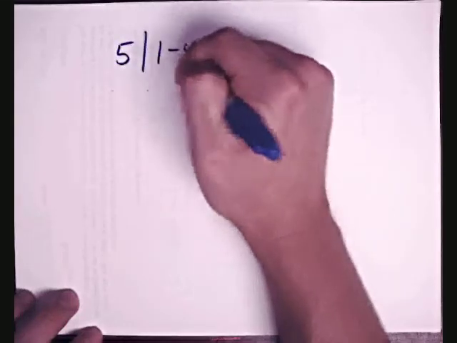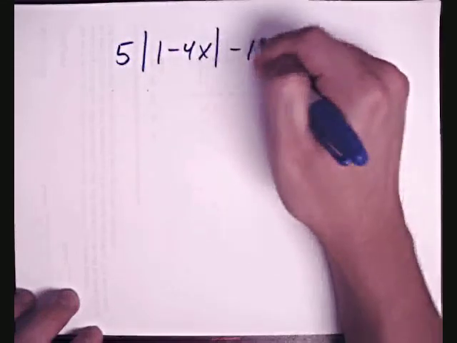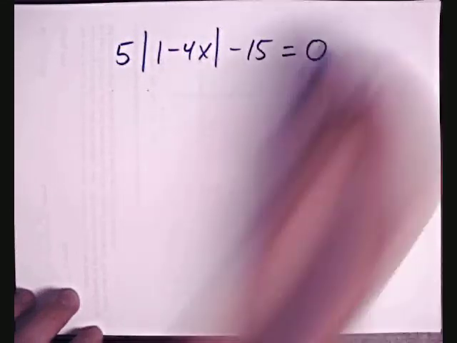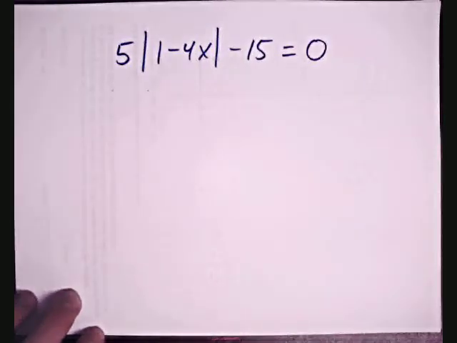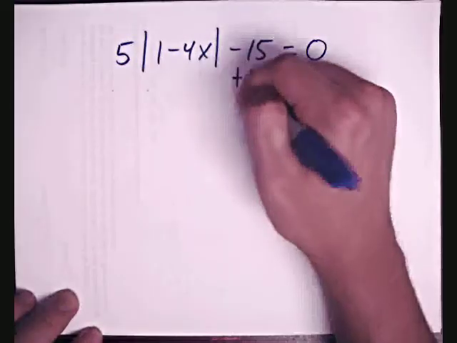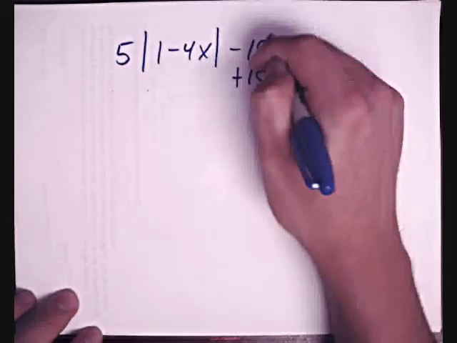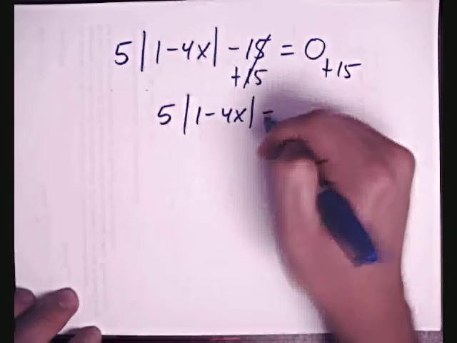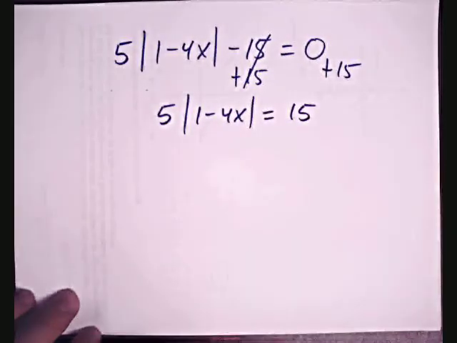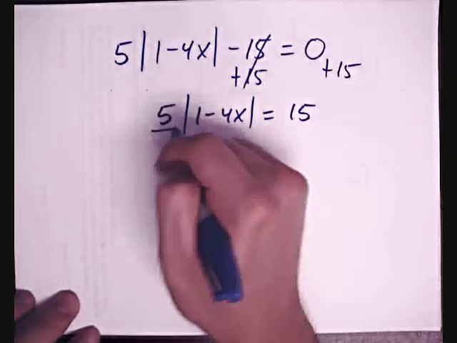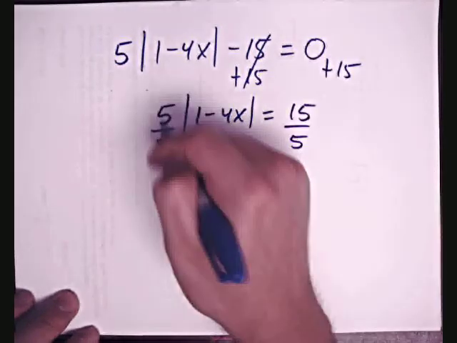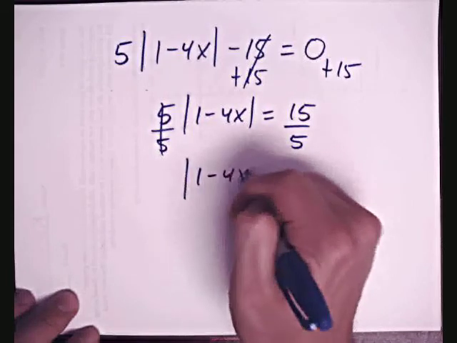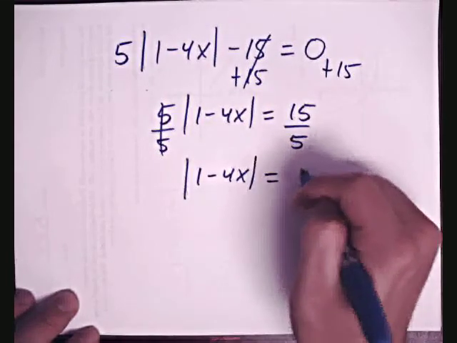Example 3b, we have 5 times the absolute value of 1 minus 4x minus 15 equals 0. So first, get your absolute value alone. We're going to add 15 to both sides. 5 times the absolute value of 1 minus 4x equals 15. And then we don't want anything out in front, so let's divide by 5, giving us 1 minus 4x in absolute value equals 3.